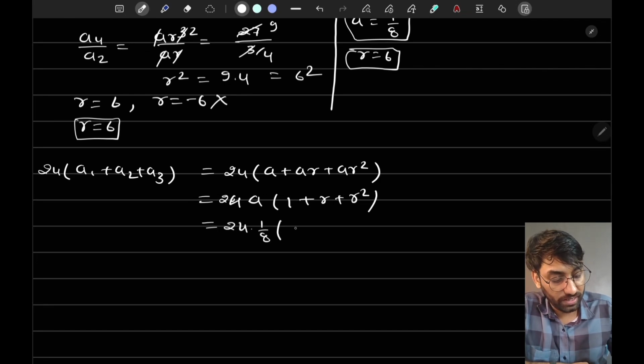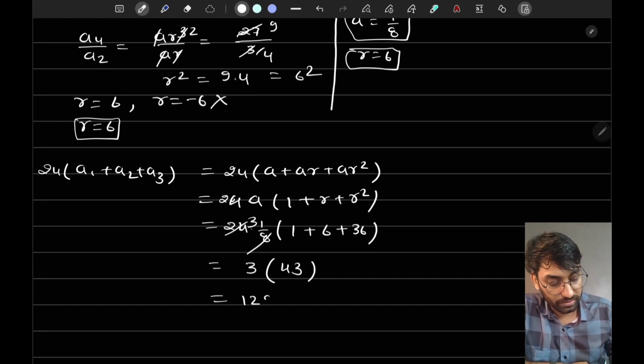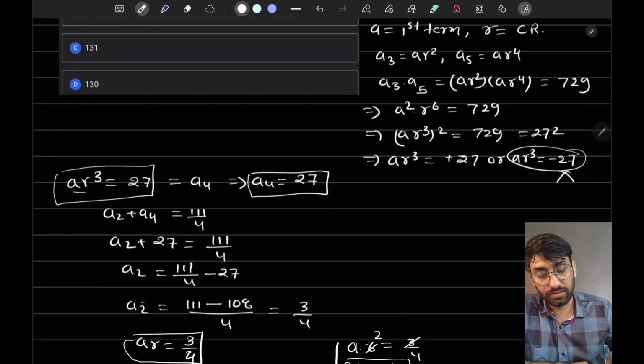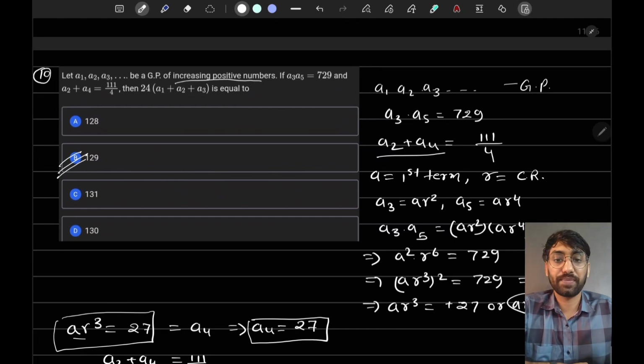Here what I will get? 1 plus R value is 6 plus 6 square is 36. Correct? So this is 3 times go. So 3 into what I will get? 1 plus 6 plus 36 is 43. So 43 into 3 I will get. That is nothing but 129. So the answer, 24 times A1 plus A2 plus A3, will be 129. Fairly simple question. So it will become option B, 129. I hope this is clear.